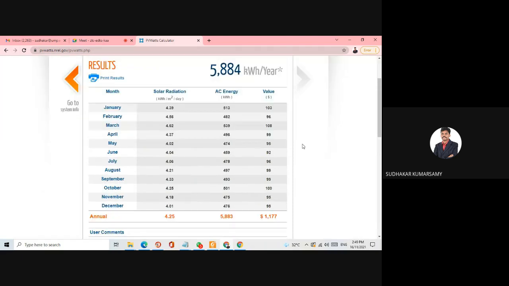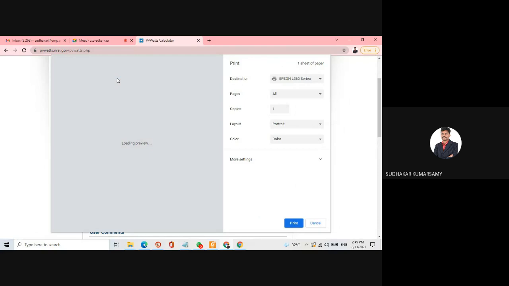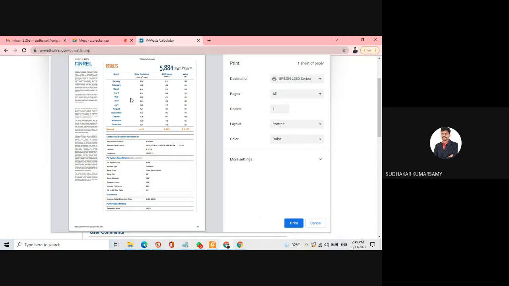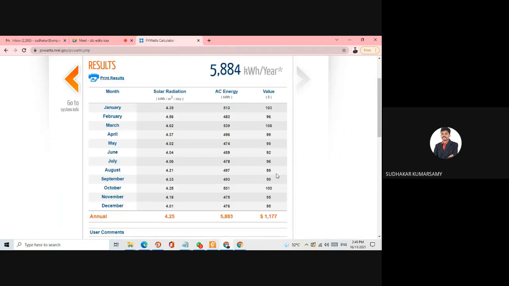So on an average, you can download these results. Here you will get the results in a PDF file, which will cover the solar radiation first. How much solar radiation is available at the given location? On an average, we have 4.25 kilowatt hour per meter square per day. For the monthly values, you can see 4.39, 4.5.